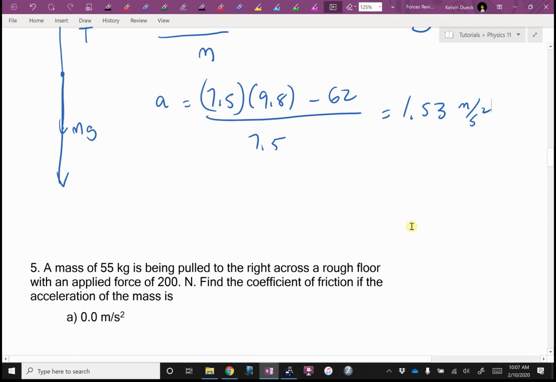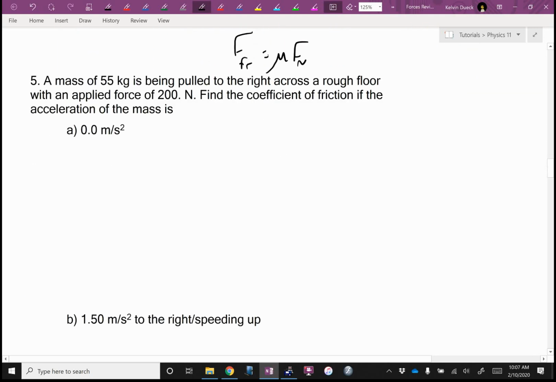Now let's talk about friction. So the key concept for friction, it's mu times the normal force. Example 5 says this: a mass of 55 kilograms is being pulled to the right across a rough floor with an applied force of that.